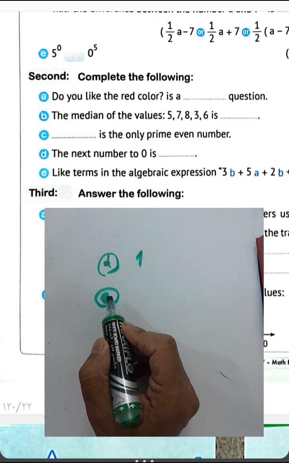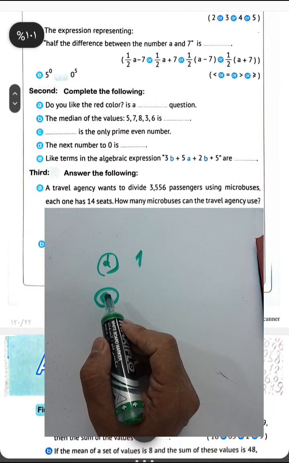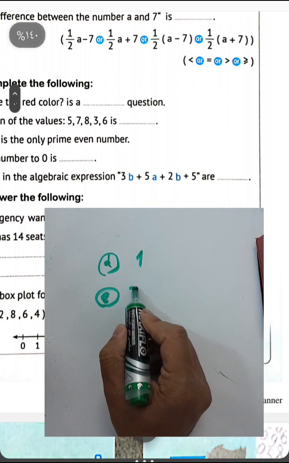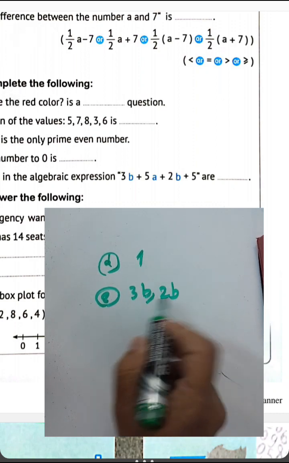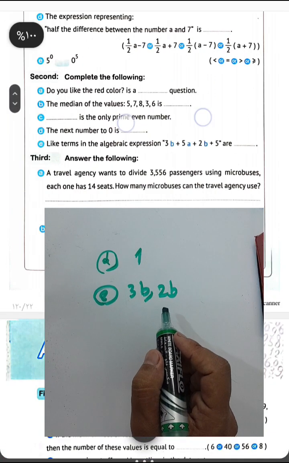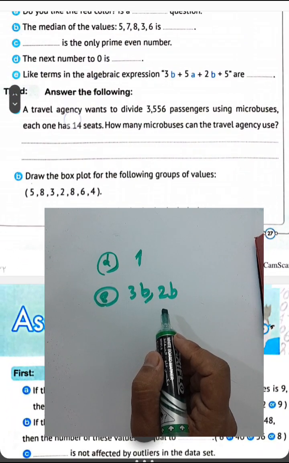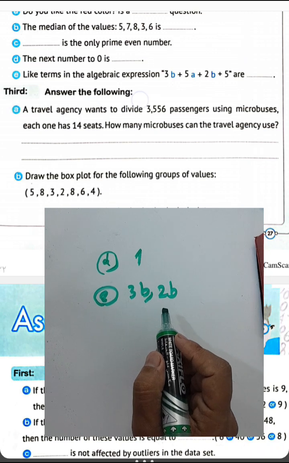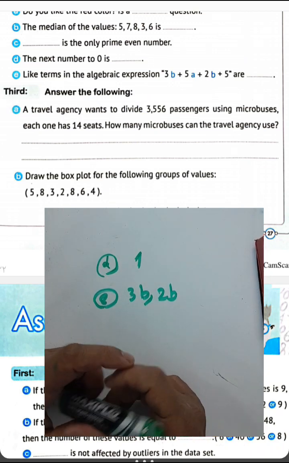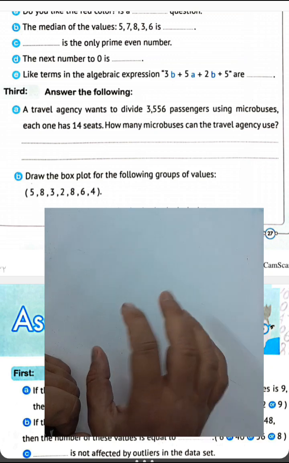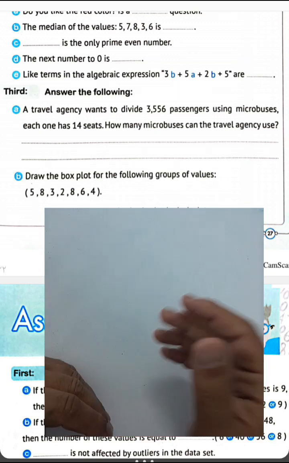Question letter E. Like terms in the algebraic expression here: we have 3b and 2p. 3b and 2p are like terms. Question three, letter A. A travel agency wants to divide 3,556 passengers using microbuses. Each one has 14 seats. How many microbuses can the travel agency use?